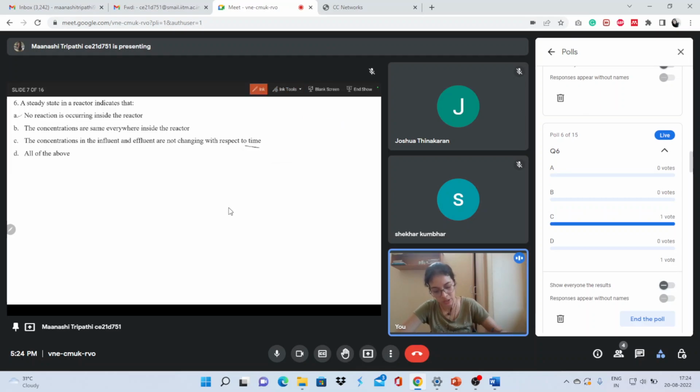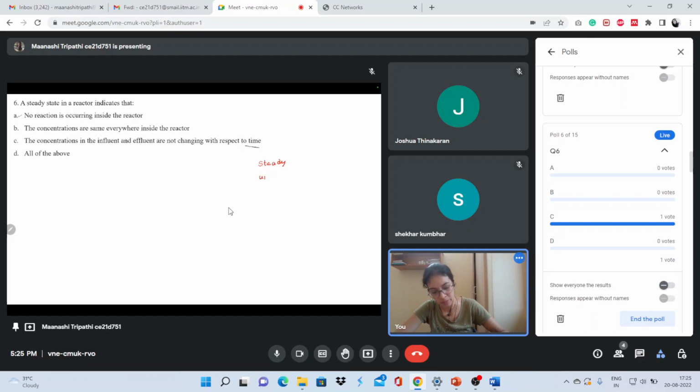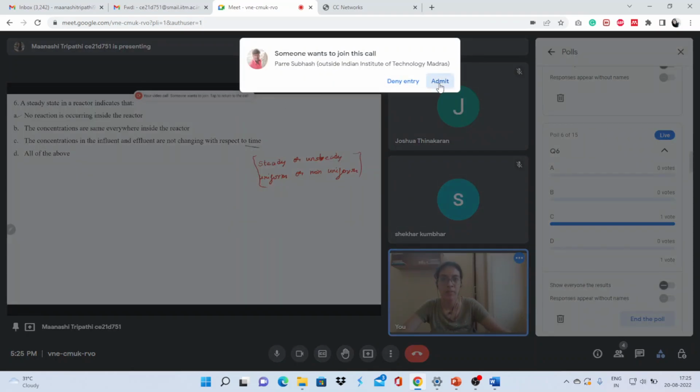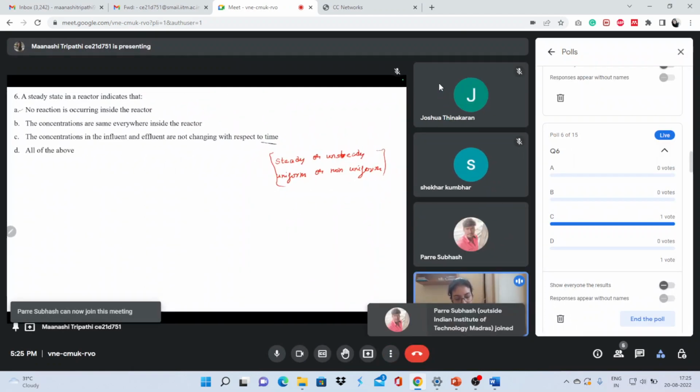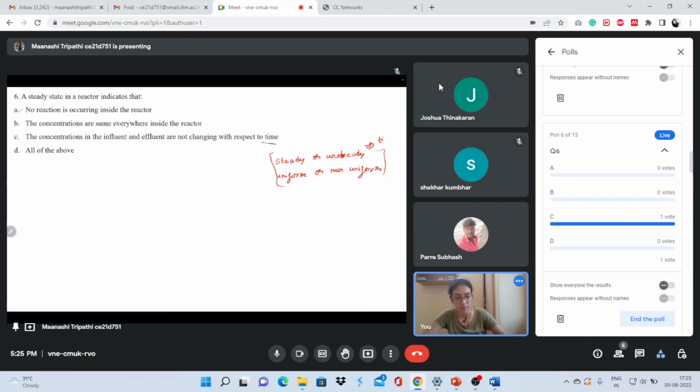So there are three basic concepts that we need to understand. One is steady state and the other is uniform. Steady or unsteady. Second is uniform or non-uniform. With every question, I'll try to give you a brief concept, so it will be good if you try to understand this. When we talk about steady and unsteady, what we consider is time. And when we talk about uniform and non-uniform, what we consider is space. Space means x direction, y direction, z direction, and time means t.